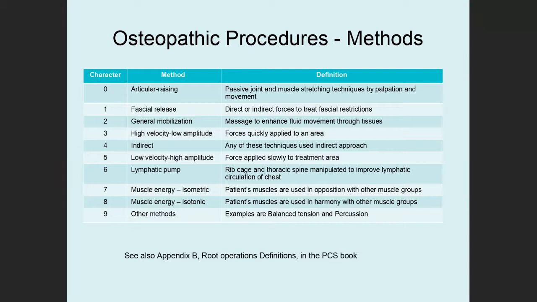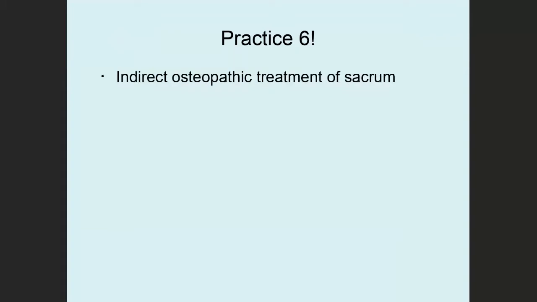Here are the method values, character 6. So you have articular, fascial release, general mobilization, high velocity low amplitude, indirect, low velocity high amplitude, lymphatic pump, muscular energy, and other methods. So here's a practice: indirect osteopathic treatment of the sacrum.